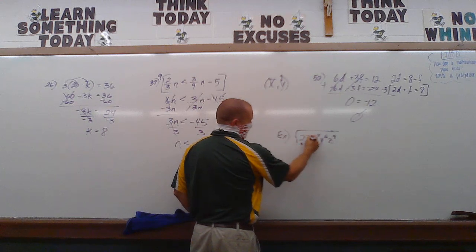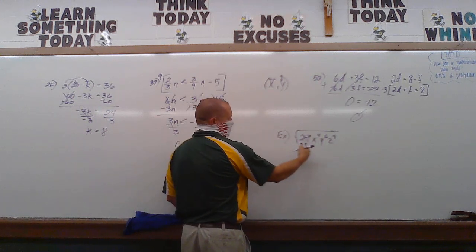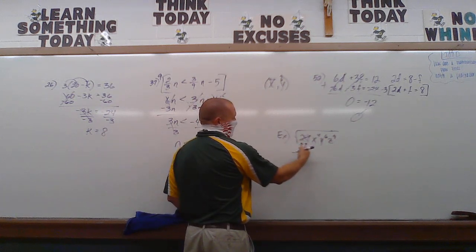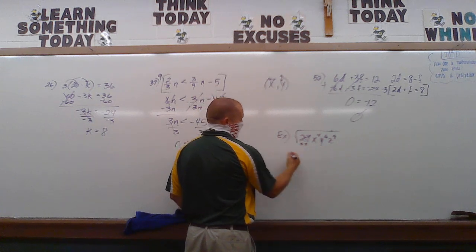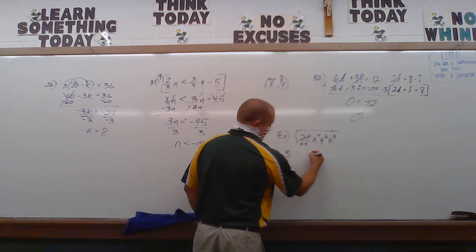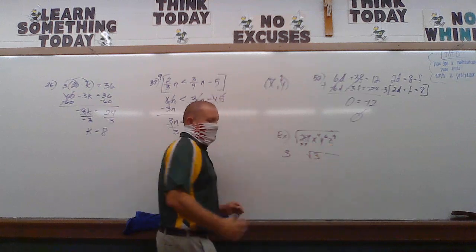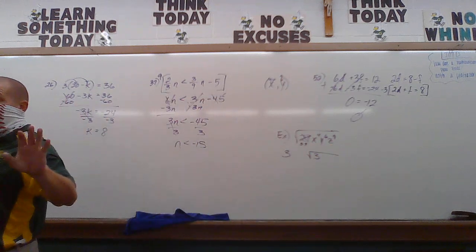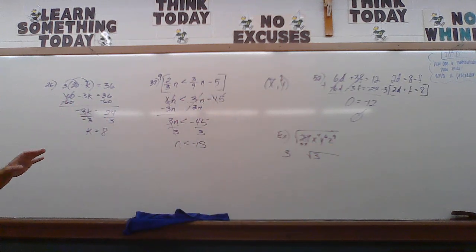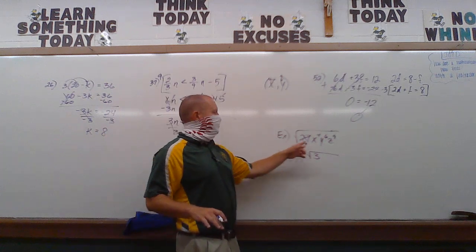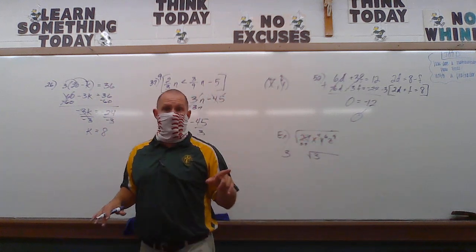3 times 9. If I take the square root of 9, I get what? And where does that go? To the outside. I cannot take the square root of 3 as a whole number, so it stays on the inside. Now with the variables, what do I have to think about when I do the variables?